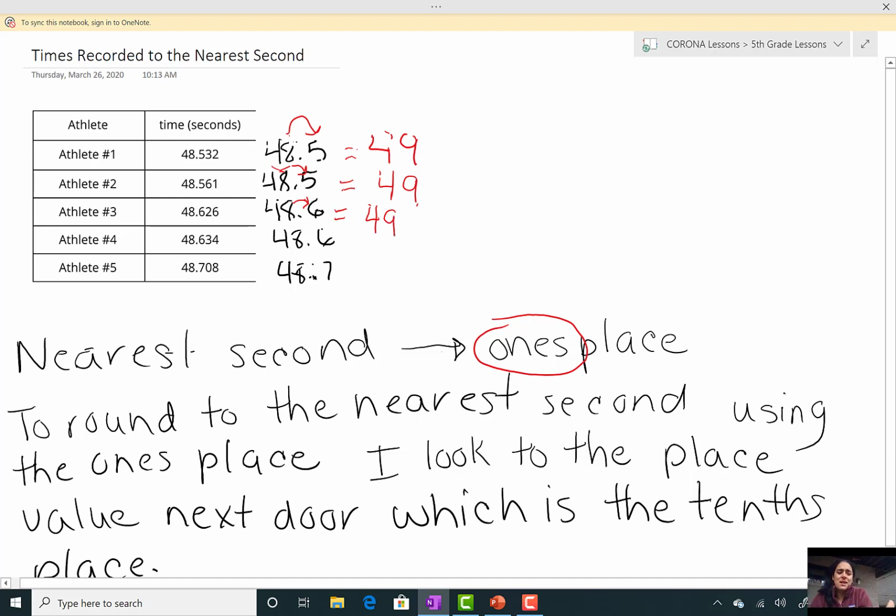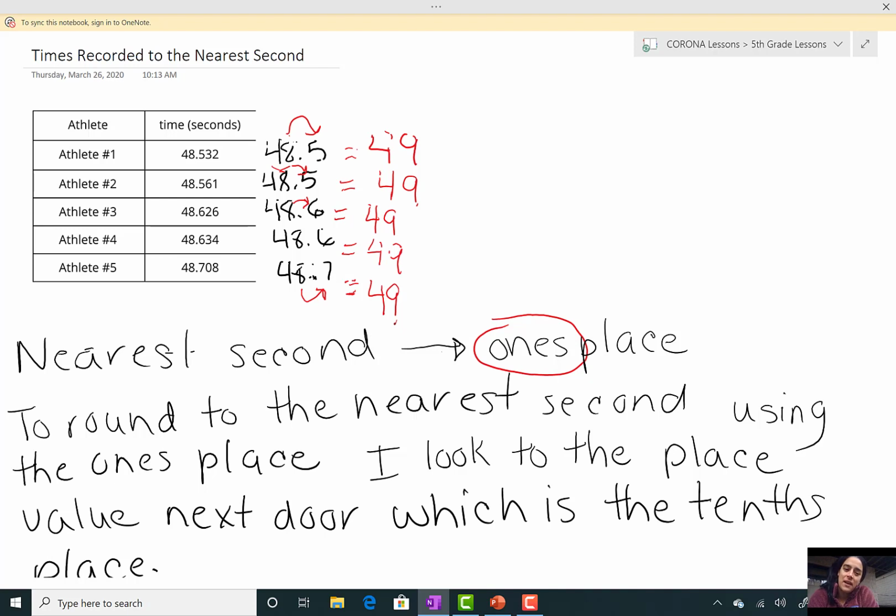Interesting. The same thing's happening with athlete 4. I have an 8 in the ones place and a 6 in the tenths place, so this is also going to round to the nearest second to 49 seconds. And then here I have 48 and 7 tenths. Again, an 8 in the ones place, a 7 in the tenths place. It rounds up again to 49 seconds. So if I record all 5 athletes' times to the nearest second, it's all 49 seconds.